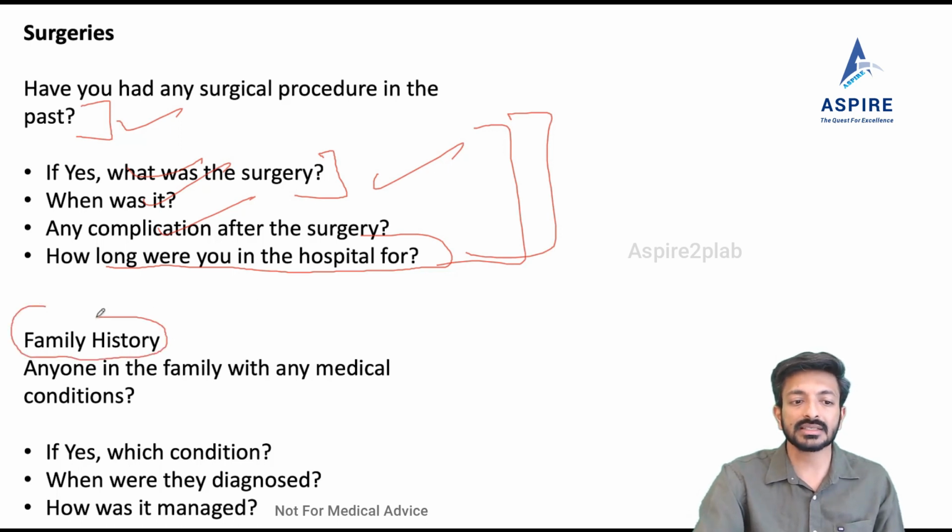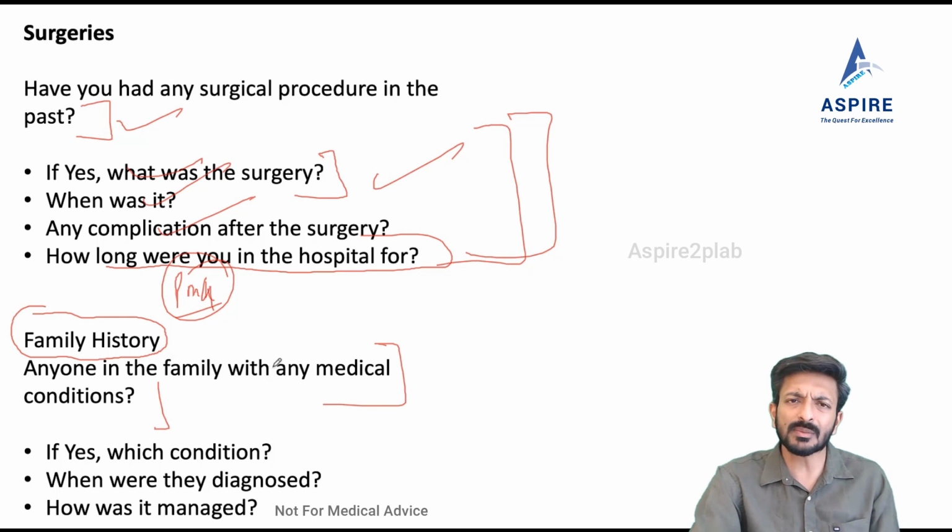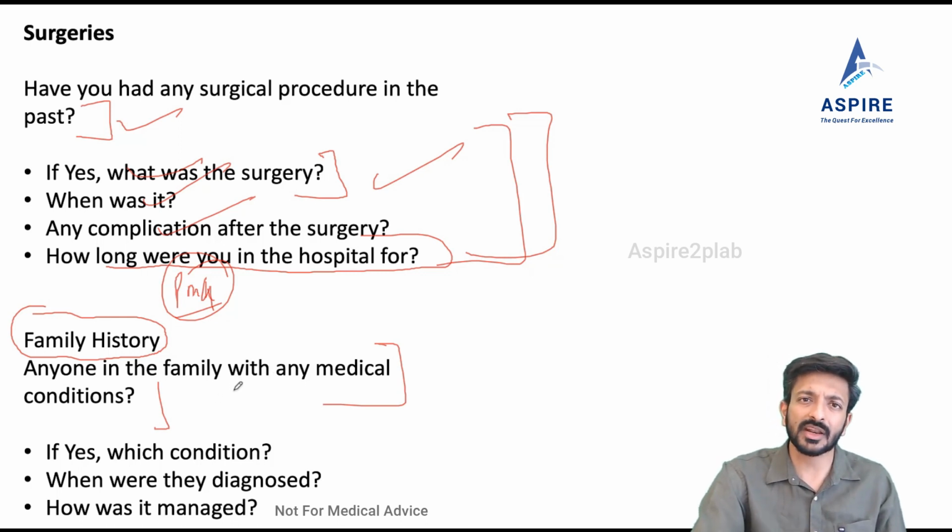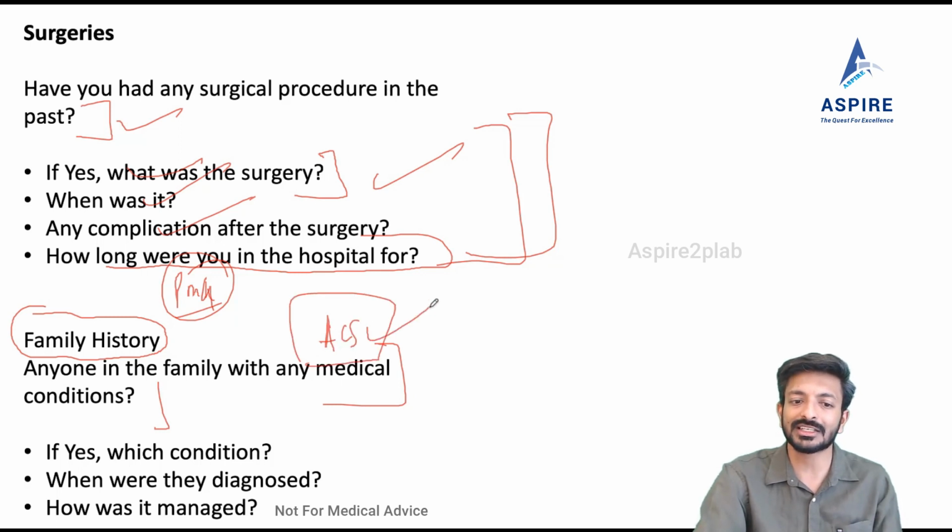And one more thing is family history. In past medical history, family history is very important. We ask whether anyone in the family has any medical condition. Maybe a patient is coming to the hospital with chest pain and we are thinking it is ACS. If the patient's family also has ACS, diabetes, or hypertension, then the person is more prone to have those problems, if their father or mother has them.